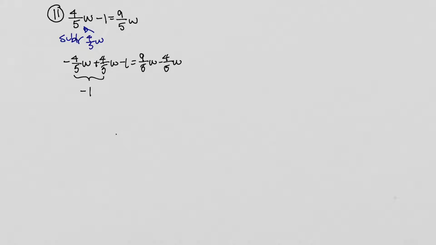So we're left with negative 1 on the left side equals, now, 9/5 minus 4/5 is 5/5, but 5/5 is just 1, so negative 1 is equal to 1 W, or if you like, how about just negative 1 equals W? That's good, but if you like, we can write it like this, W equals negative 1.